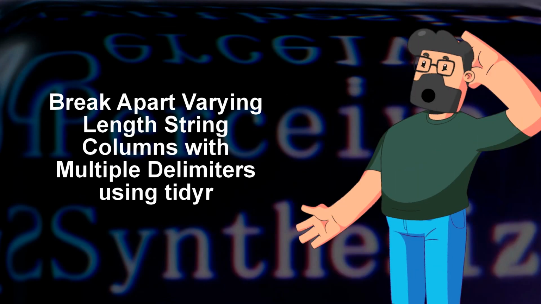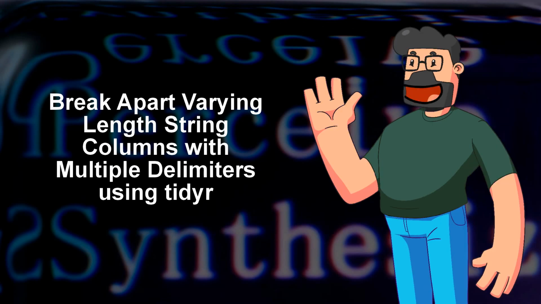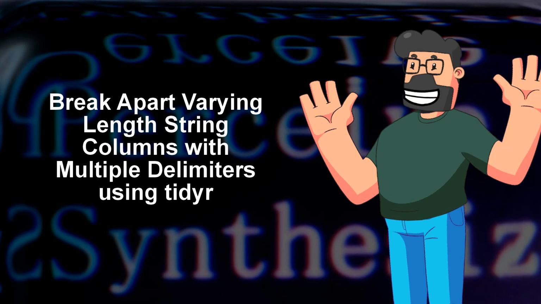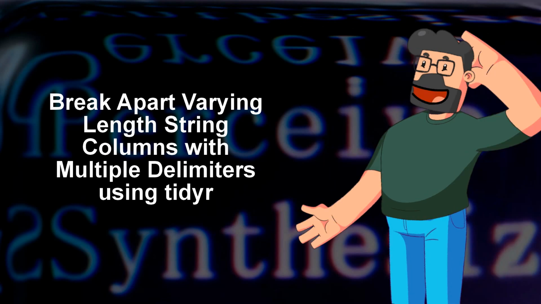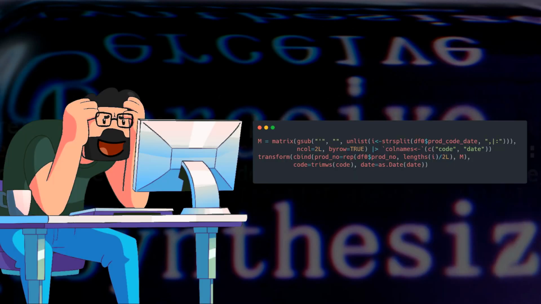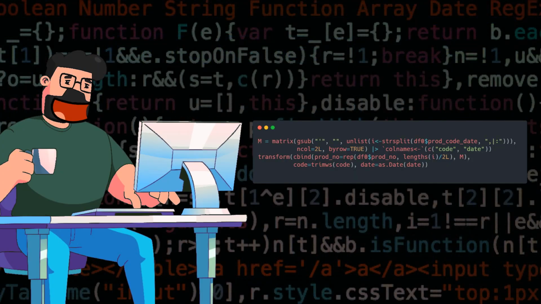We want to separate the prod_code_date column in a dataset into multiple columns based on specific delimiters. These delimiters are essential as they define the structure of the data, helping us split the information into different categories. Our ultimate goal is to transform the data into a long table format with specific columns like prod_no, code, and date. Now, onto the solution provided for this task.